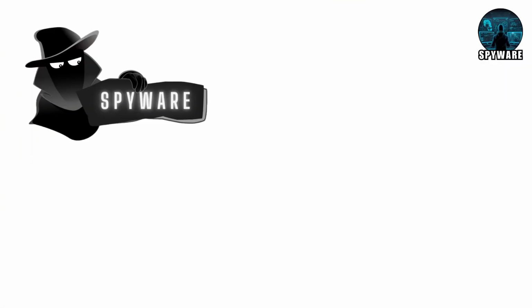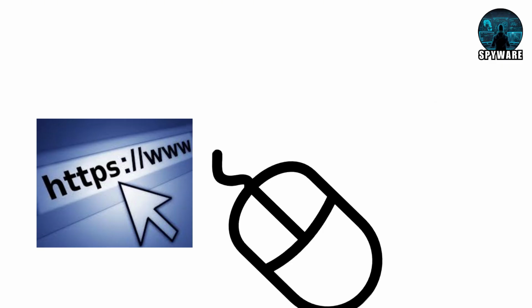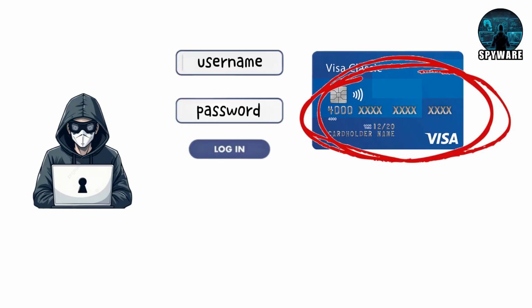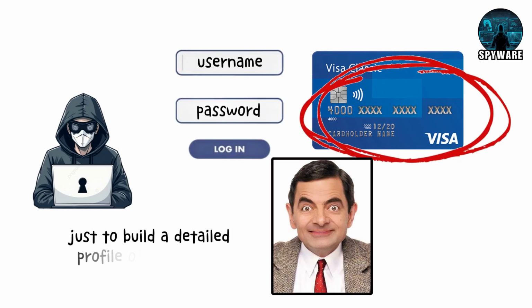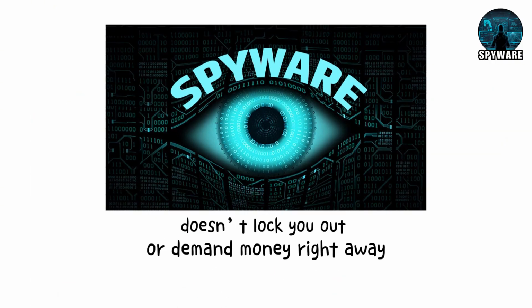Spyware. Spyware is exactly what it sounds like, software that spies on you. It runs silently in the background, tracking what websites you visit, what you click, and sometimes even what you type. Hackers use it to steal usernames, passwords, credit card numbers, or just to build a detailed profile of your habits. Unlike ransomware, spyware doesn't lock you out or demand money right away.